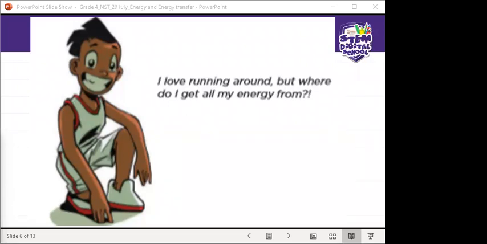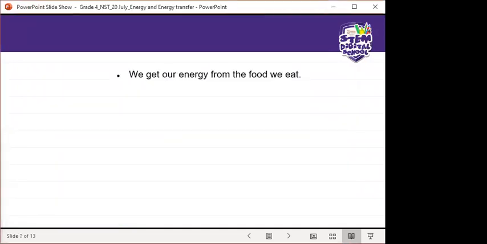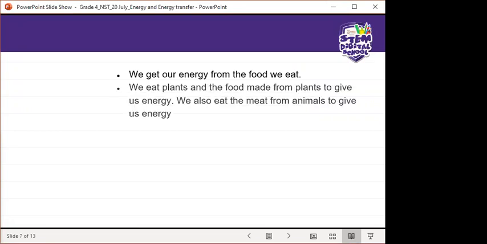Okay, Michaela says we get our energy from vitamins and food, etc. Then Amali is arguing about the sweet one, saying don't sweets make us sick. So let's see. We get our energy from the food we eat. We eat plants, right? And the food made from plants gives us energy. And we also eat the meat from animals to give us energy.